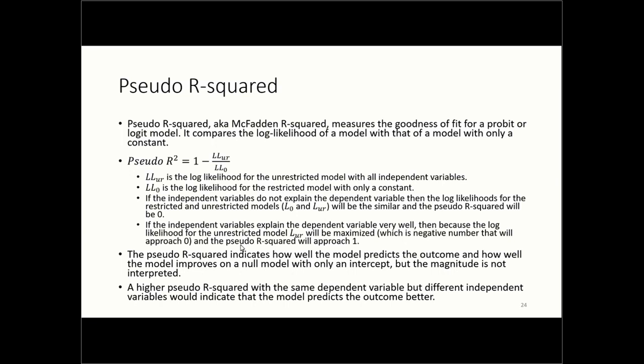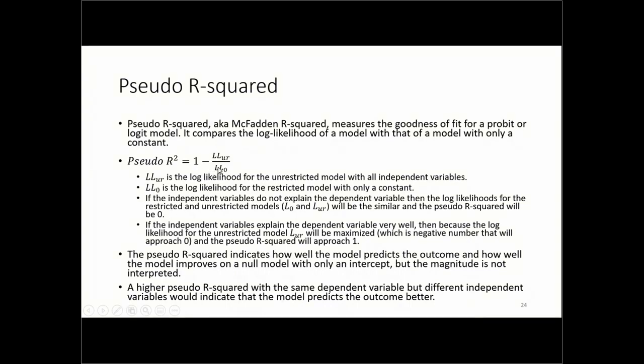Now we're switching gears to talk about goodness of fit measures. And before we talked about the R-squared as a goodness of fit measure. So we don't quite have R-squared here, but we have a similar concept called pseudo R-squared for the Probit and Logit models. And the pseudo R-squared is also known as McFadden's R-squared, and that's a measure of the goodness of fit for Probit or Logit models. And what it does is it compares the log likelihood of a model with that of only a constant.